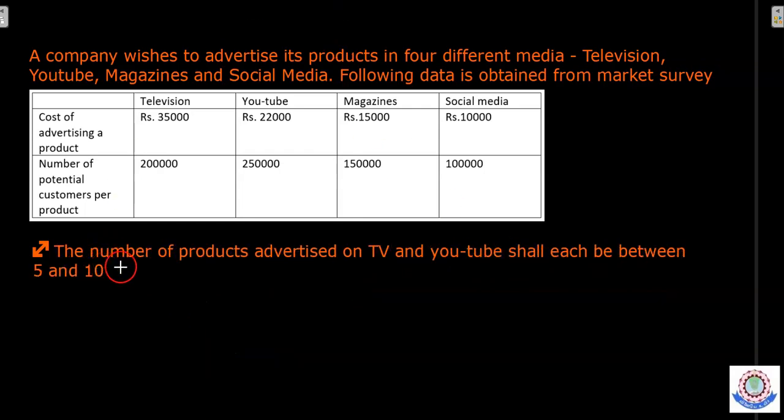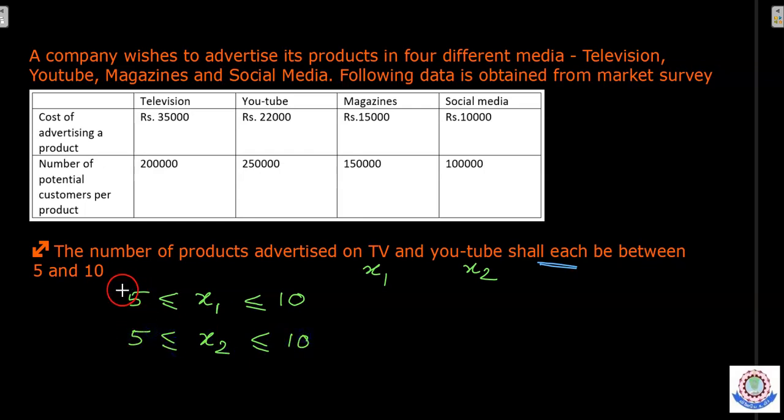The next constraint is that the number of products advertised on TV and YouTube shall each be between 5 and 10. On TV it is x1 and on YouTube it is x2. So x1, the number of products that can be advertised on TV, should be between 5 and 10: x1 should be greater than or equal to 5, and also less than or equal to 10. A similar constraint is written for x2. It should be between 5 and 10. So this is the model that we are making from the statements.